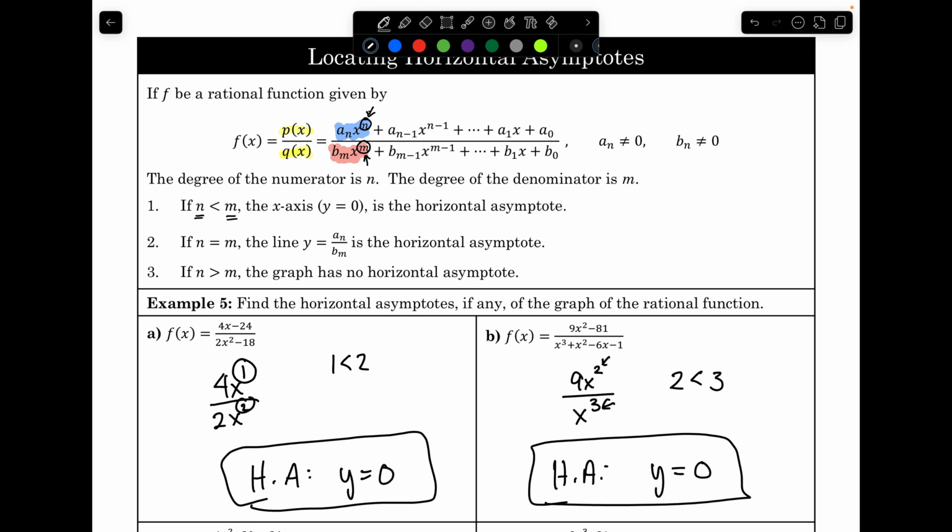Case number 2. If they're both equal to each other, the degree of the numerator is equal to the degree of the denominator, then the horizontal asymptote is going to be the ratio of these two values, which means all I have to do is just divide those two leading coefficients.